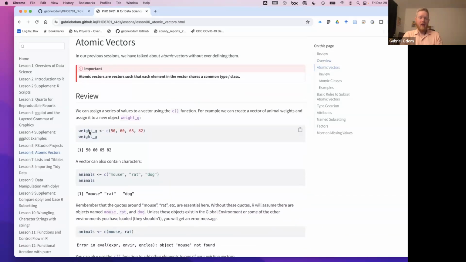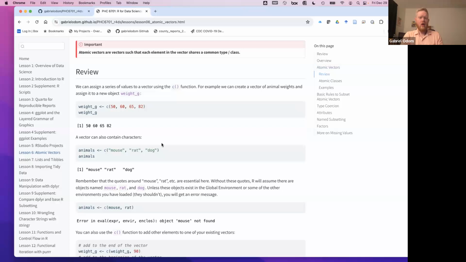So here's an example. We're going to create a vector of weights. These are animal weights, and we're calling it grams. So I've got 50 grams, 60 grams, 65 grams, and 82 grams. So these are all small animals. These are all numbers, and we see that, no problem. So this is ordered: this is the first number, the second number, the third number, the fourth number. So this is an ordered vector, an ordered set of elements, and all of them are numbers. So they all have the same type, i.e. numeric information. So this is an atomic vector.